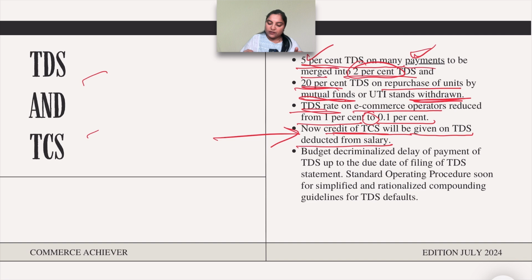Okay. The budget decriminalized the delay in payment of TDS up to the date of filing of the TDS statement, and standard operating procedures will be simplified. So it's just a procedural requirement mentioned in the budget.